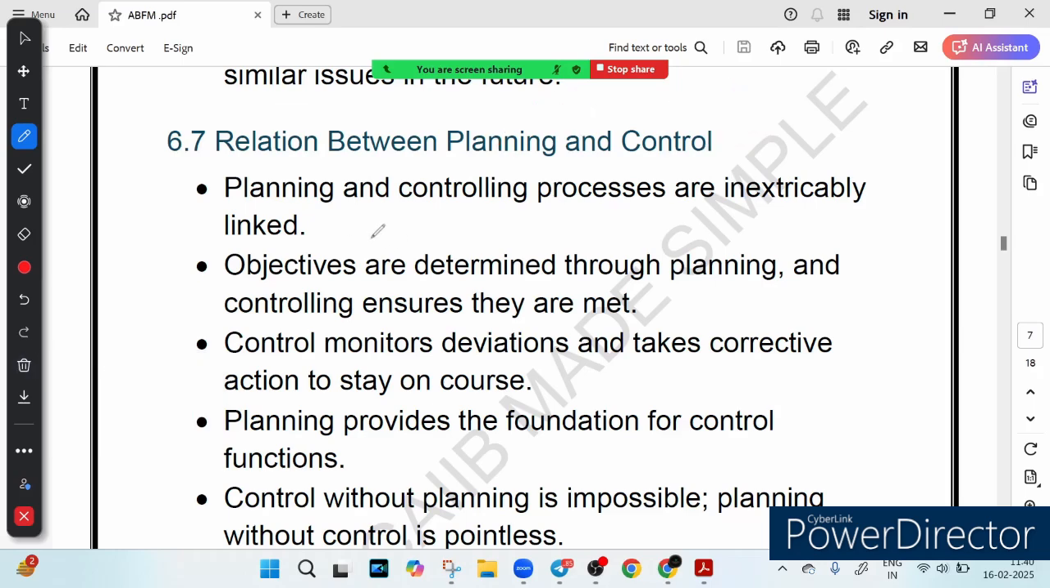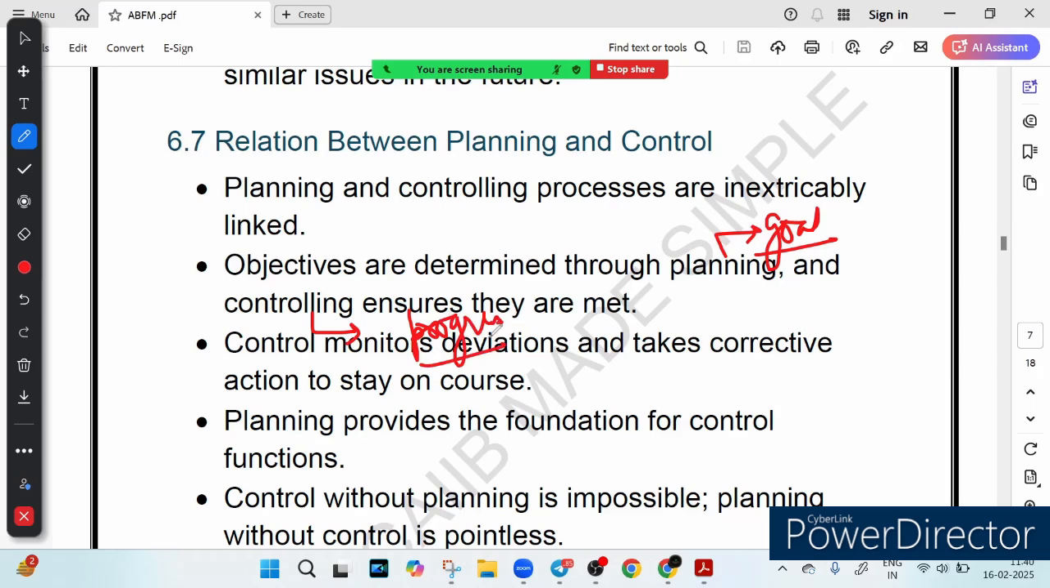Planning sets the goal, right? Planning asks, what is your objective? That is, planning sets goals, and means what should be achieved. And control checks progress. Control checks progress means, are we on track? If we go off track, corrective action brings us back.